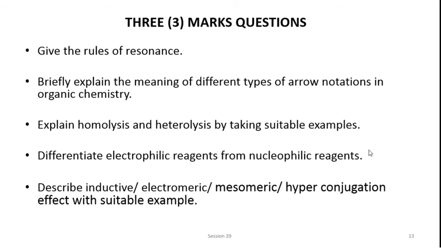Example for electrophilic reagent, bromonium ion, Br+, that is positively charged. Neutral, BF3 molecule, so neutral charged. Nucleophilic reagents, OH- is a nucleophile. Ammonia, neutral nucleophile. All these are examples. You are supposed to give them appropriately wherever it is necessary.